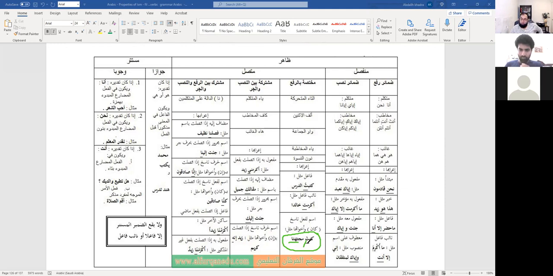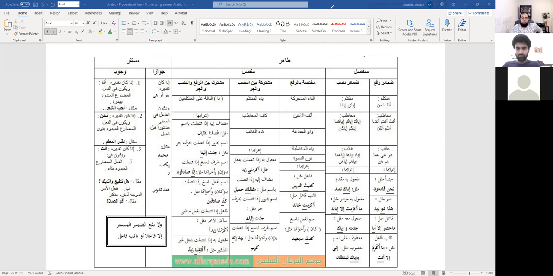So what كان and its sisters do to the اسم is keep it مرفوع. But instead of keeping the خبر مرفوع, it makes it منصوب. تمام؟ إن and its sisters make exactly the opposite. إنه كريم, not إنه كريما, إنه كريم. The اسم is منصوب and the خبر is مرفوع. Or you say إن الله غفور. See, إن الله غفور. Is that clear?